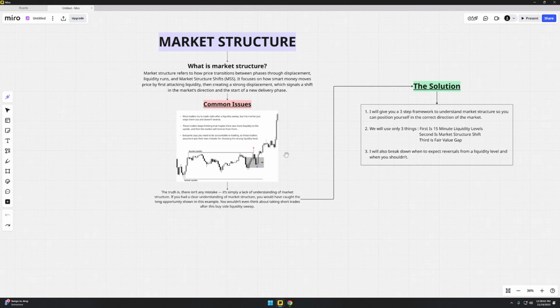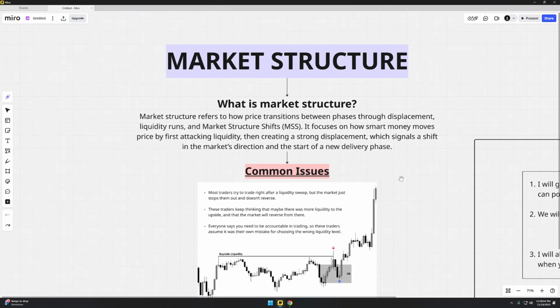So what is market structure? Market structure refers to how price transitions between phases through displacement, liquidity runs, and market structure shifts. It focuses on how smart money moves price by first attacking liquidity and then creating strong displacement, which signals a shift in the market's direction and the start of a new delivery phase.